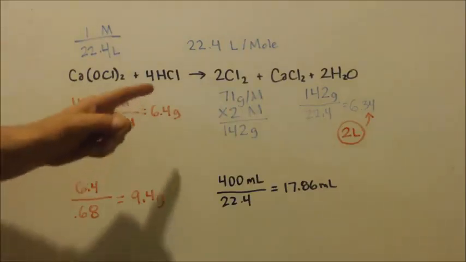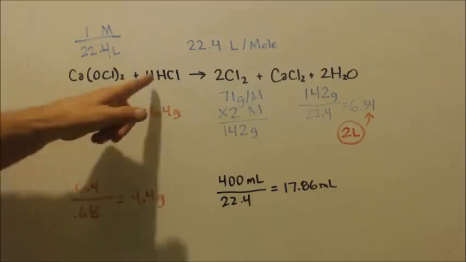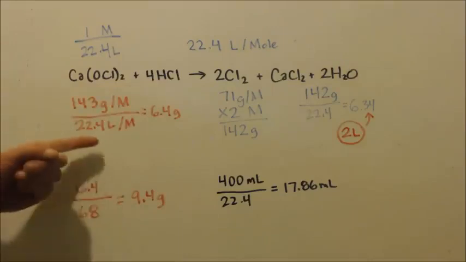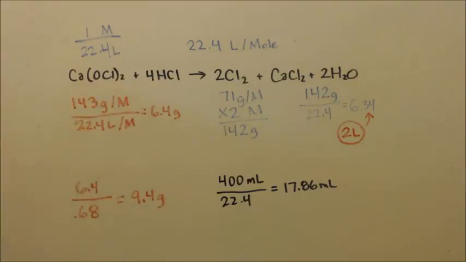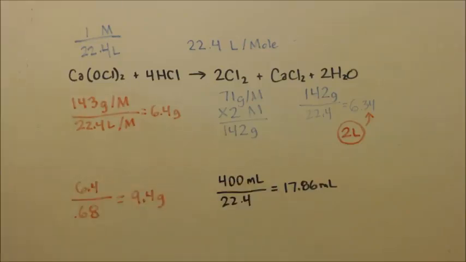Now, we know that concentrated hydrochloric acid, the stuff you buy at the hardware store, is about 1 mole per 100 milliliters. Now I have 4 moles I need, so that's 400 milliliters. And we're dividing everything by 22.4, so here I did that. 17, you might as well say 18 milliliters of hydrochloric acid.